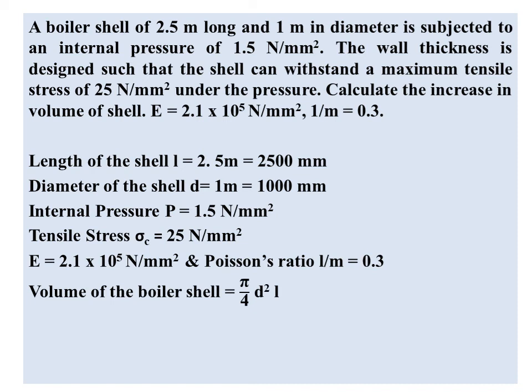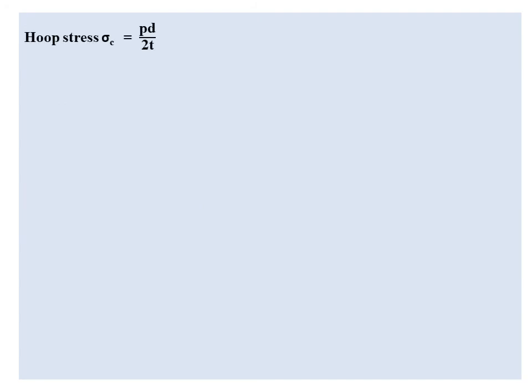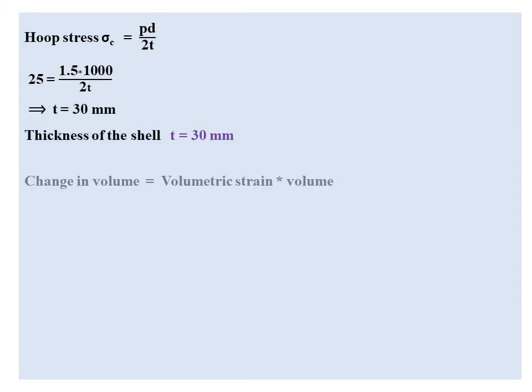Volume of the boiler shell is π/4 d² into L. By substituting the values of diameter and length, volume of the boiler shell is 19.635 × 10^8 mm³. Hoop stress sigma c equals PD by 2T. By substituting the values of sigma c, P and D, the value of thickness T is 30 mm.